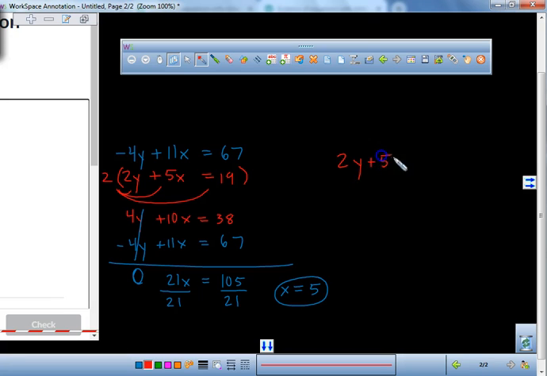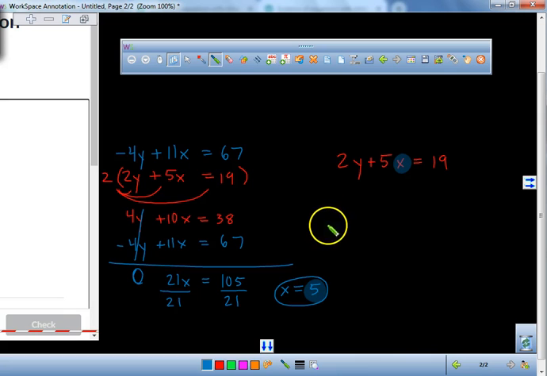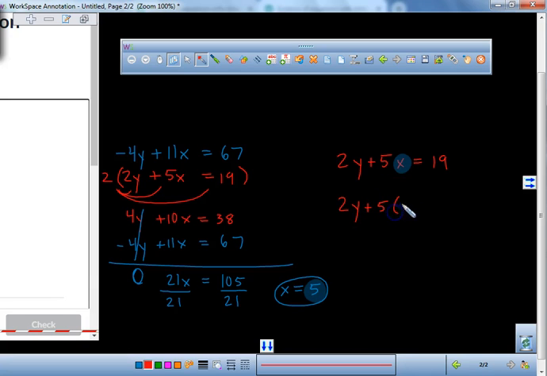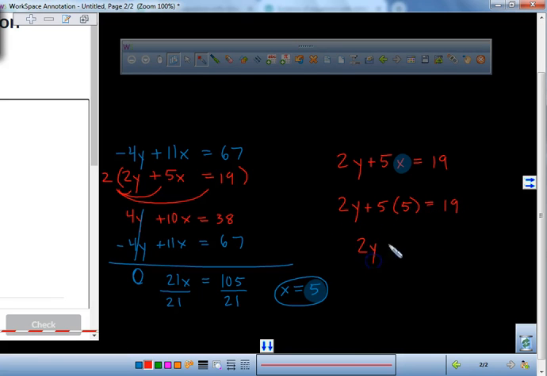2y plus 5x equals 19. But check this out. What is my value for x? So I'm going to put a 5 right there. Okay? So here we go. 2y plus 5 times 5 equals 19. What's 5 times 5? Right, put plus 25 equals 19. Now this is where we have to kind of know how to solve an equation. All right, we got to know how to solve for y. So what would I do to both sides? I need to take away 25 from this side. If I do it to one side, I have to do it to the other side.